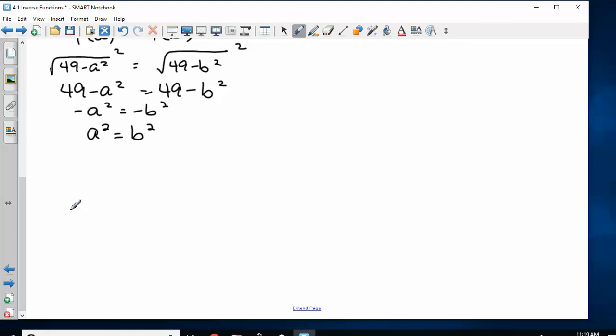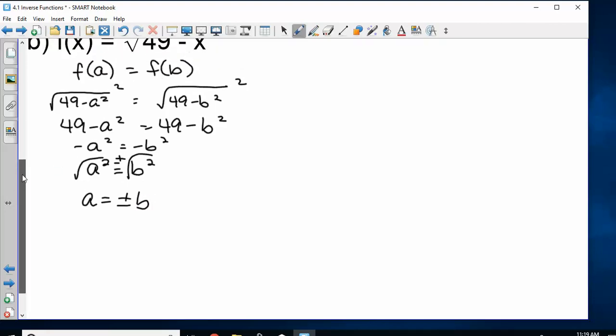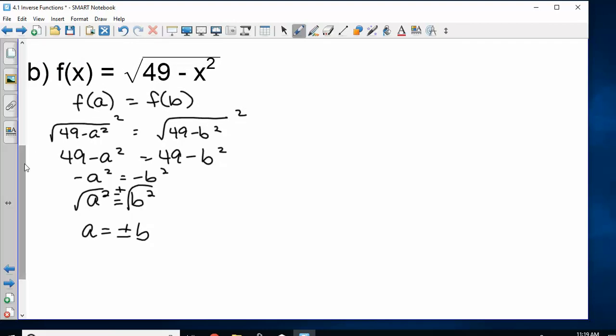How would you get a by itself now? Square root. If you add a square root, what do you have to put with it? So a equals plus or minus b. Wouldn't the square root of a squared just be a? No, because there's two terms. The 49 minus a squared, since it's two things under the radical, you can't cancel. Now, if it were like 49 times a squared, just a single term, then you could turn that into 7a.